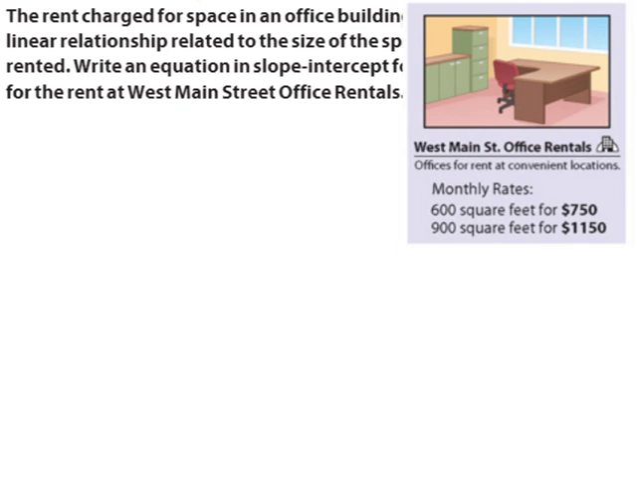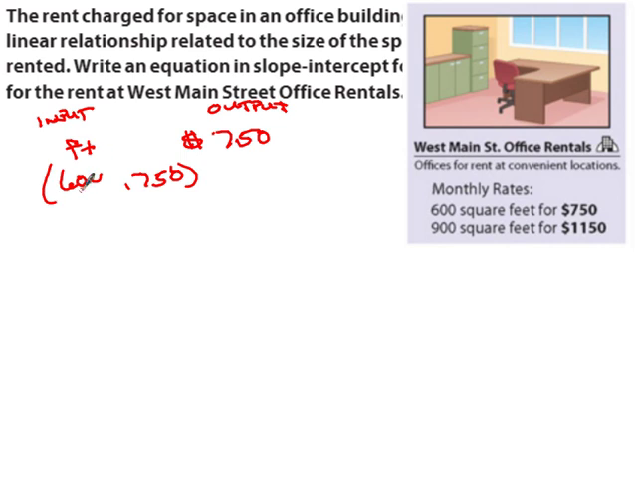So what I know is if 600 feet is $750, that means the amount of square feet is going to determine the cost. So there's my input. The amount of square feet is going to have the impact on what my output is. Okay, so the amount of square feet determines the cost. So that gives me a point of 600 feet and $750. There's my X value, there's my Y value. I also have the point of 900 square feet and $1,150.